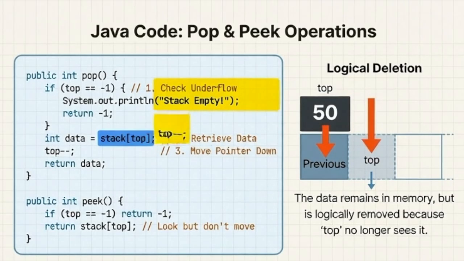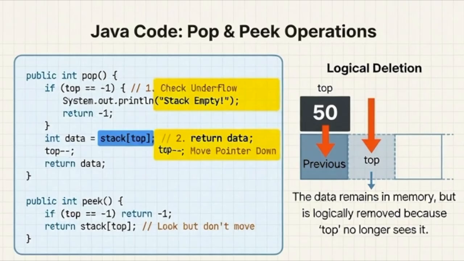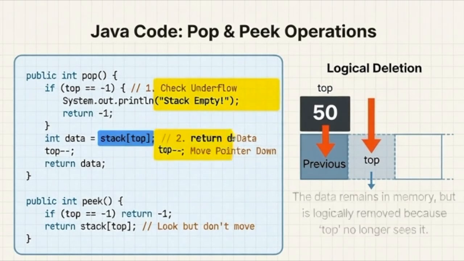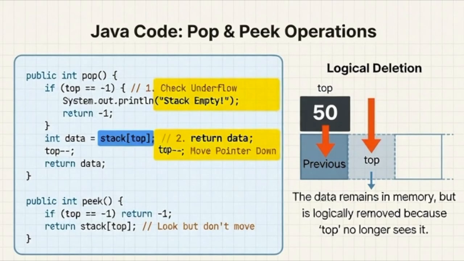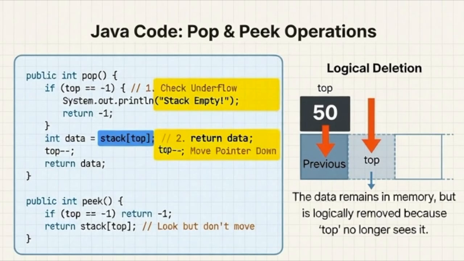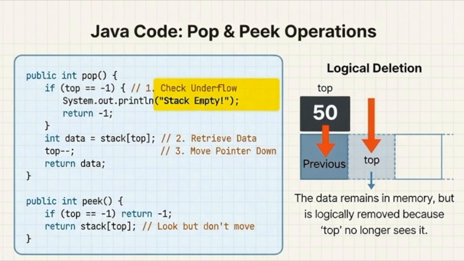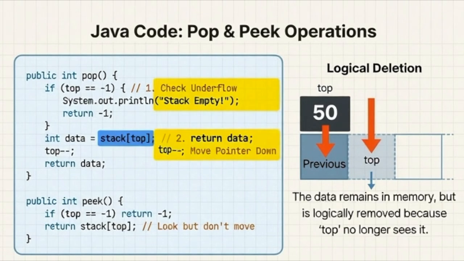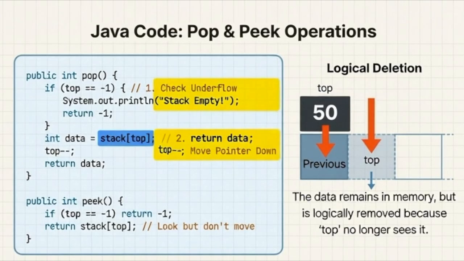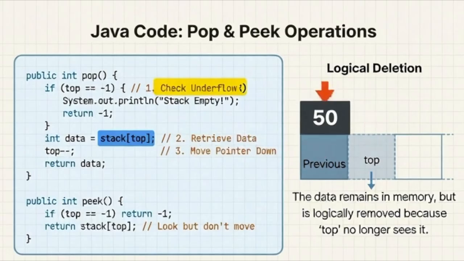Now let's look at pop. We check if top is -1. If it is, the stack is empty and we return -1. If there is data, we retrieve it, then simply decrement the pointer, top--. Crucial note: we don't physically delete the data from the array. It is still there in memory, but because we moved the top pointer down, it is logically deleted. The next push will simply overwrite it.